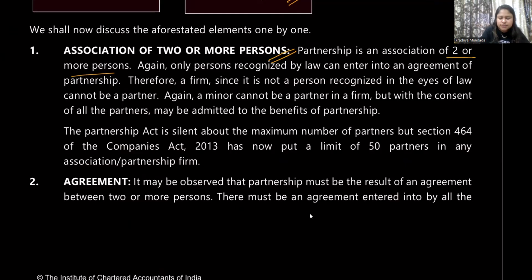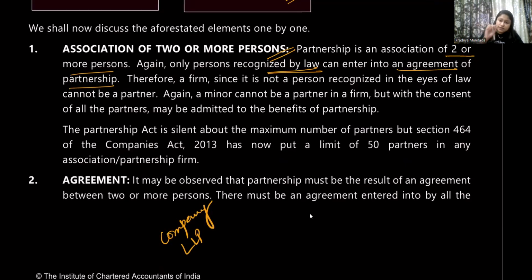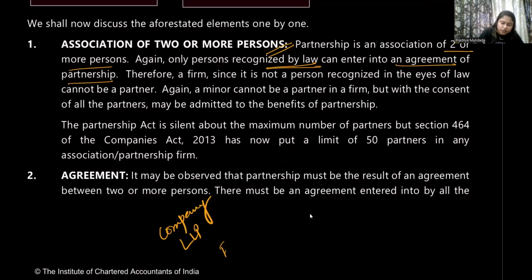Again, only persons recognized by law can enter into an agreement of partnership. What is the meaning of this? Tell me, is a company identified as a person in the eyes of law? Yes. Is an LLP identified as a person in the eyes of law? Yes. Similarly, is a partnership firm a separate person in the eyes of law? The answer is no. So the meaning of this is that a company can become a partner.